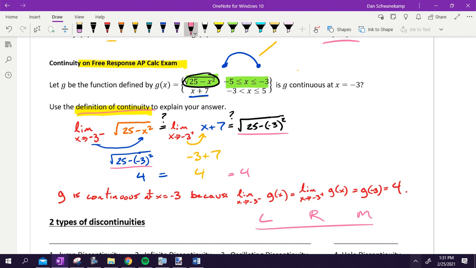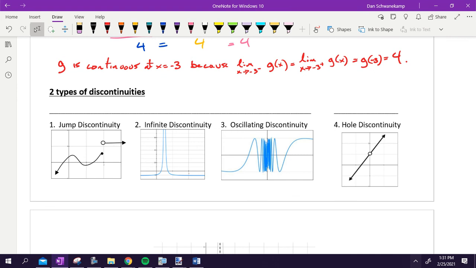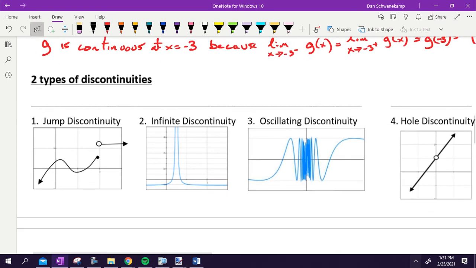Questions on what we did there? Cool. That's the hardest part of the day. Let's go to the next part. 2 types of discontinuities. Okay? 2 categories of discontinuities. Here's what a discontinuity looks like. Okay? There is a jump discontinuity.